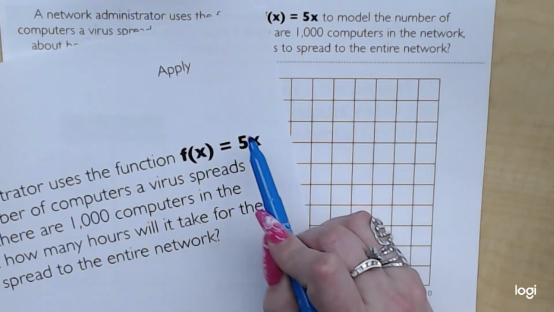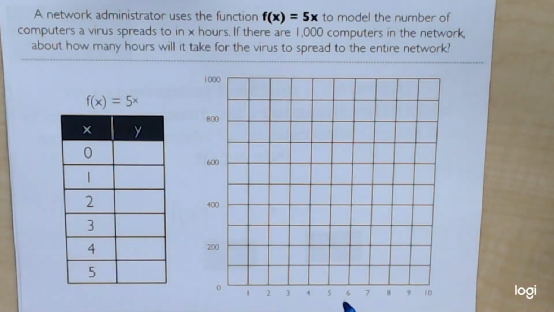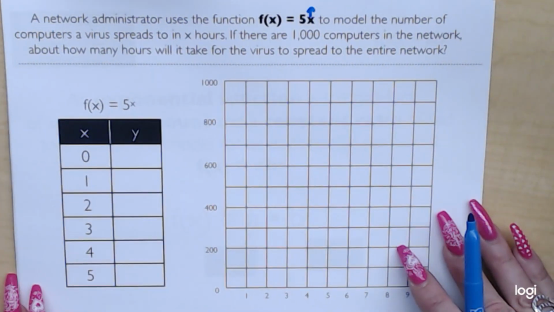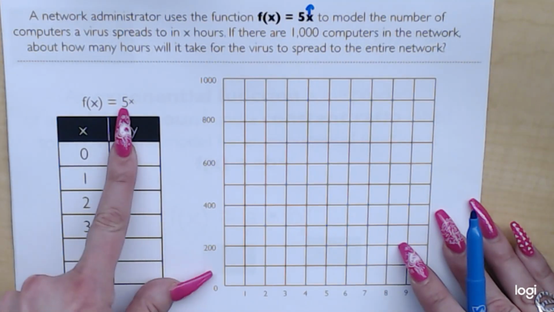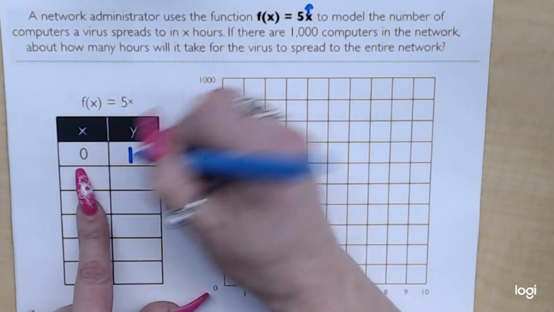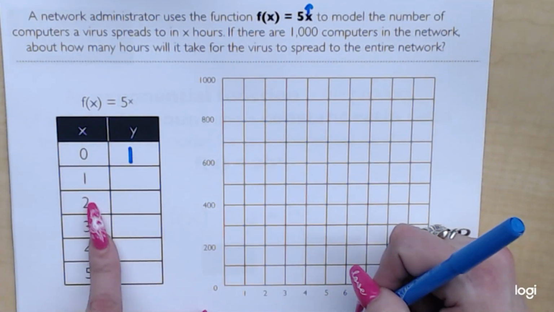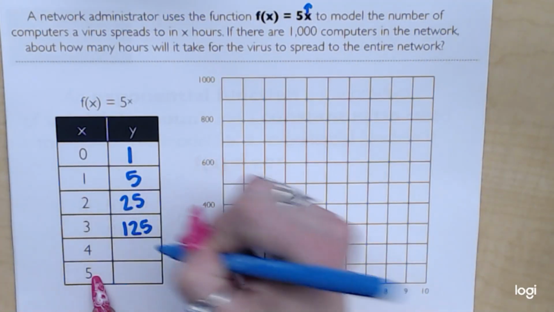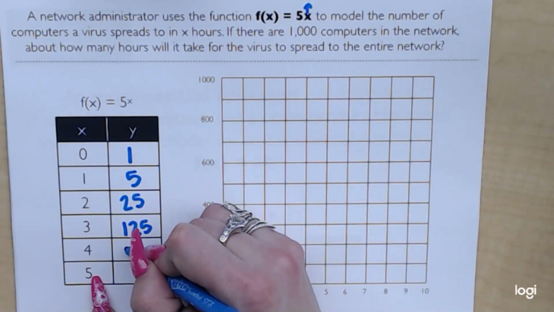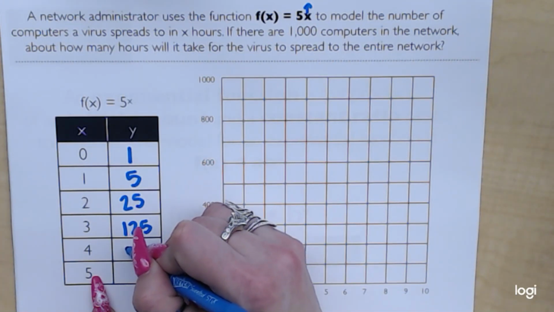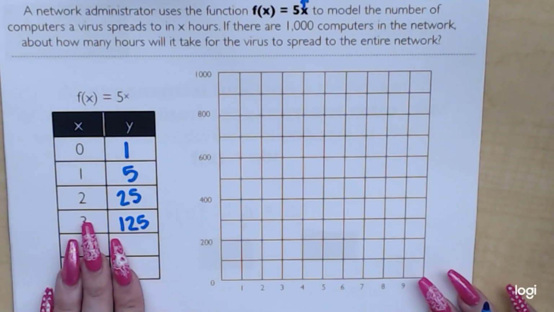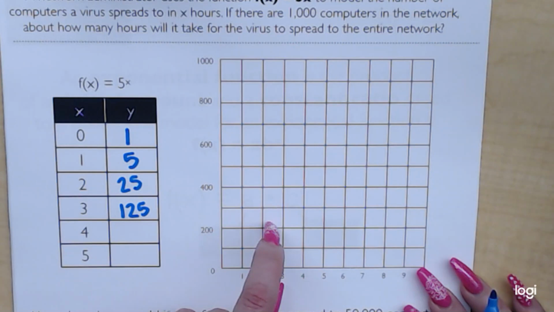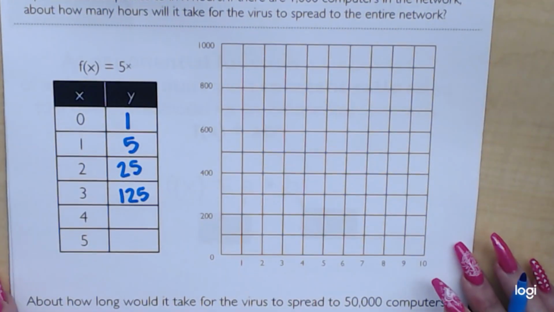This should have been raised up, by the way, to an exponent. This is 5 to the power of x. And so we're going to do the same thing. We have our base, we raise it. Any number to the power of 0 is 1. This would be 5. This would be 25. This is 125. This is 625. I'm not sure, but I want you guys to finish this, graph it. Again, you're doing this table and the graph in your notebook, so you have a real world example.